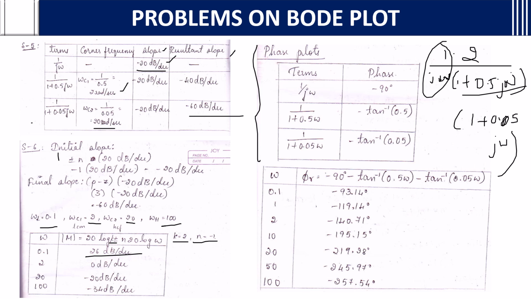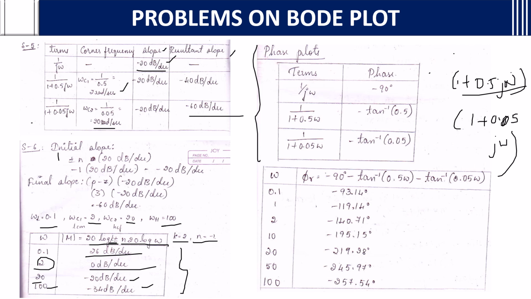In the same way, if you put 20 log 2 minus 1, 20 log in the omega place 2, you will get 0 dB. Same way for 20 and 100, you will get minus 20 and minus 34 dB by decade. This needs to be plotted on the magnitude plot of the Bode plot. Then we should find the phase plots.